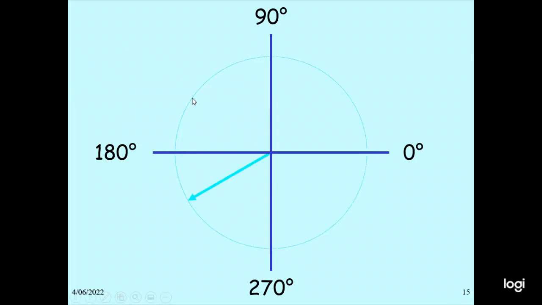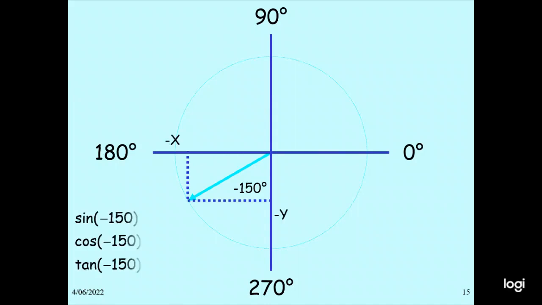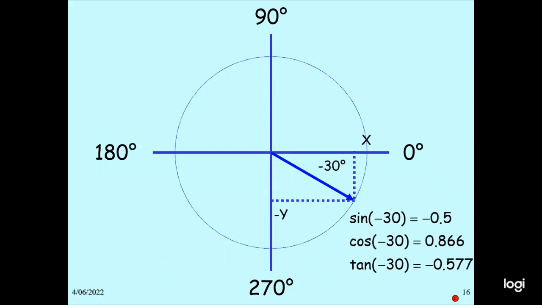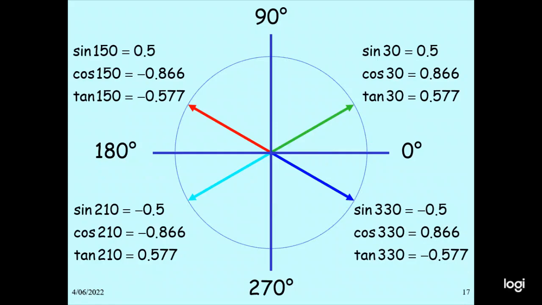This angle is 210 degrees. So sin 210 is minus 0.5, cos 210 is minus 0.86, then tan 210 is 0.577. The angle is minus 30 degrees. So sin minus 30 is minus 0.5, cos minus 30 is 0.86, then tan minus 30 is minus 0.577. So this is the relationship of both things. You can see sin 30, sin 150, sin 210, sin 330, we can put on this diagram.